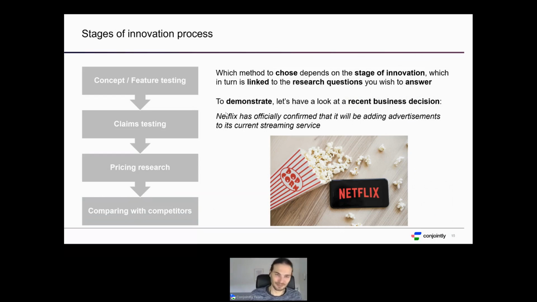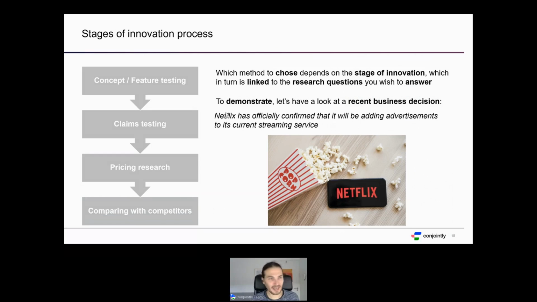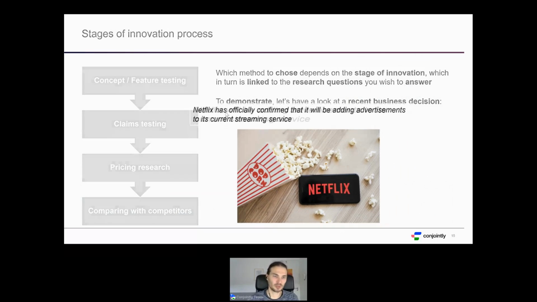But so I was just curious. So Netflix has confirmed that they will be adding advertisement to its current streaming services. And I just wanted to figure out what's going to happen. As in, are people going to switch to other brands? Are people going to simply switch to a higher payment tier and so on? So what is the impact of Netflix adding advertisements to its current streaming services?